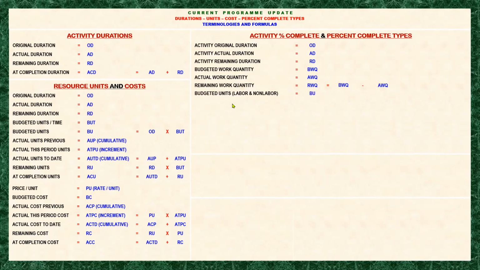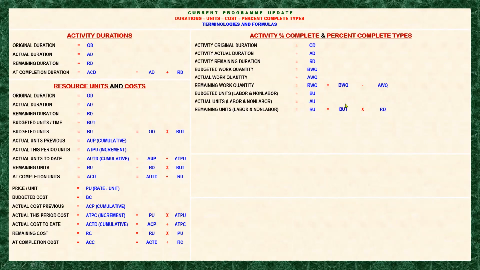So we have the budgeted units. We have already stated it here under the resource unit and cost. Now we have the actual units. We repeated the terms here because we want to discuss the activity, the activity percent complete and the percent complete types. Next is the remaining units.